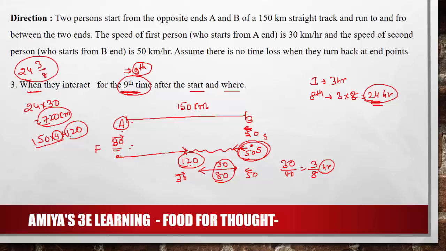Now the question is where. Just move anyone. We have 50 from here and we have to move 3 by 8. So we can say the second person, or the fastest person, has to travel 3 by 8 hours more with the 50. So this is nothing but 150 upon 8, which is 18.75 kilometer. And from where? From B. So the where means 18.75 kilometer from B, and this is our answer of the where.